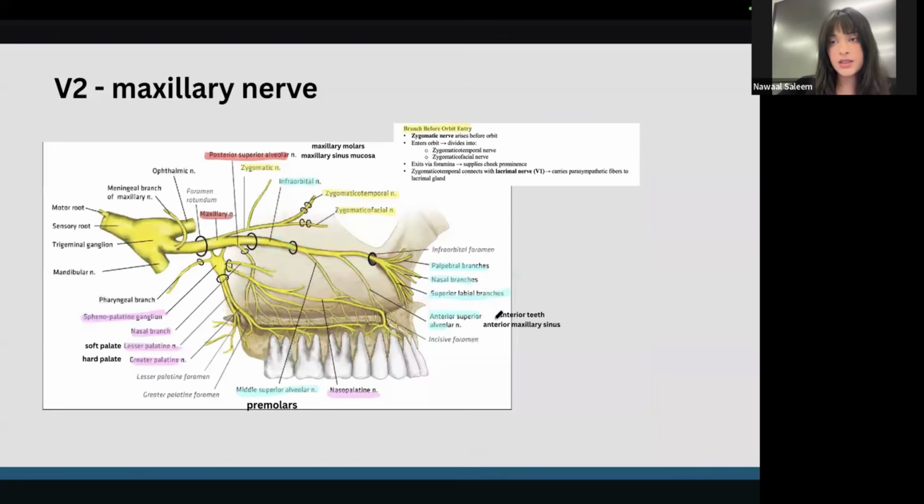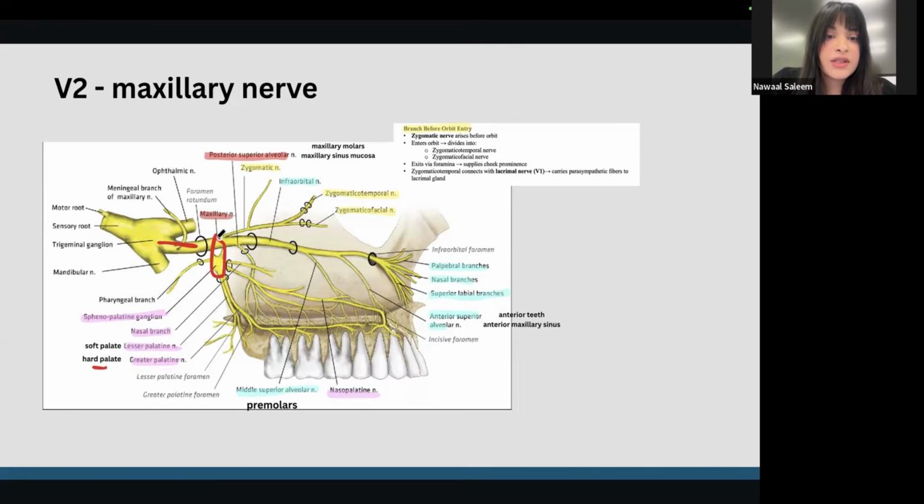Okay, so let's look at this with a better diagram. So we have V2. This is V2. This is the foramen rotundum. Now we're in the pterygopalatine space here, and this is the maxillary nerve. We're going to get a pharyngeal branch, that's okay. This is the sphenopalatine ganglion. We're also going to get a nasal branch, a lesser palatine nerve, and the greater palatine nerve. So the lesser palatine supplies the soft palate, and the greater palatine supplies the hard palate.